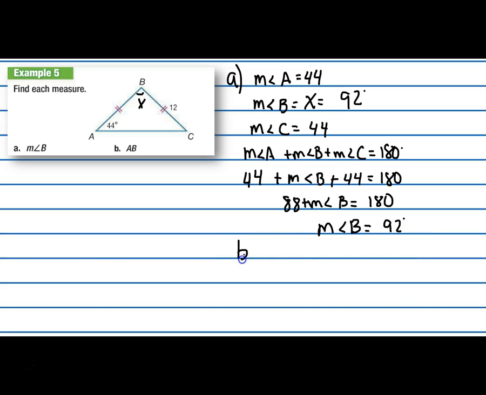Then we have part B. They want us to find the measure of side AB. Well, we do know we have an isosceles triangle. We know that this side is congruent to this side, which means that we know that AB is equal to 12. And there we go.